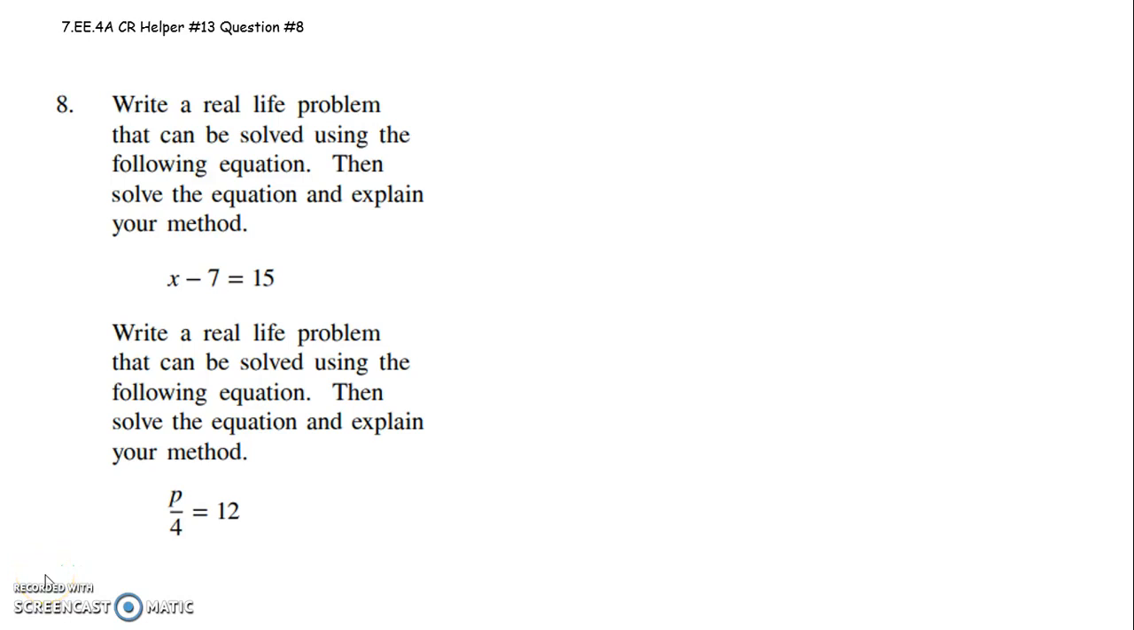All right, 7th graders, this is to help you with question 8 on CR 13. It says, write a real-life problem that can be solved using the following equation. Then solve the equation and explain your method. The equation they're giving us is x minus 7 equals 15.